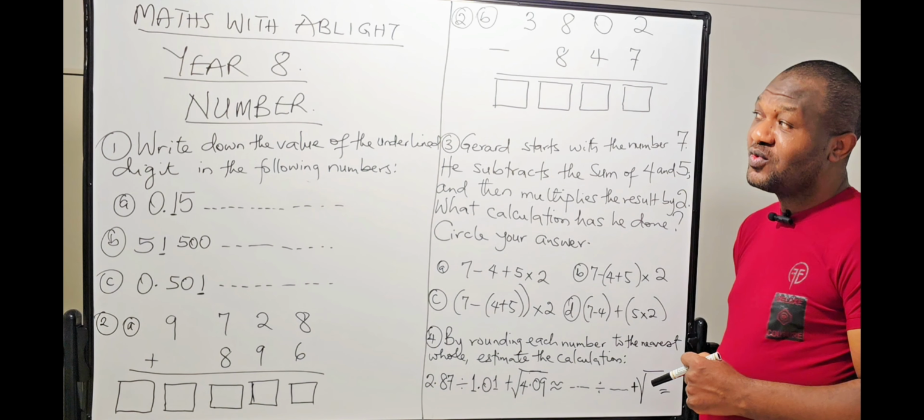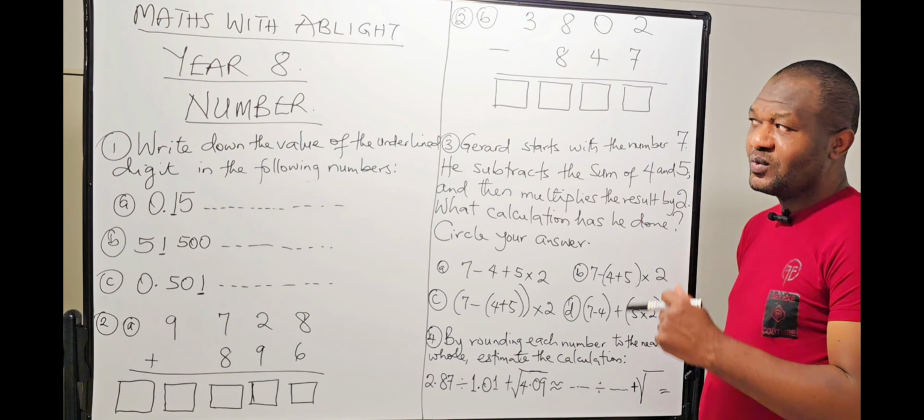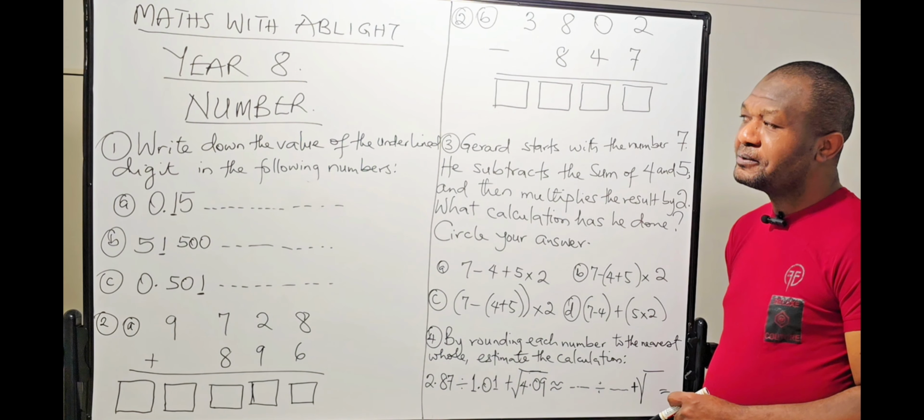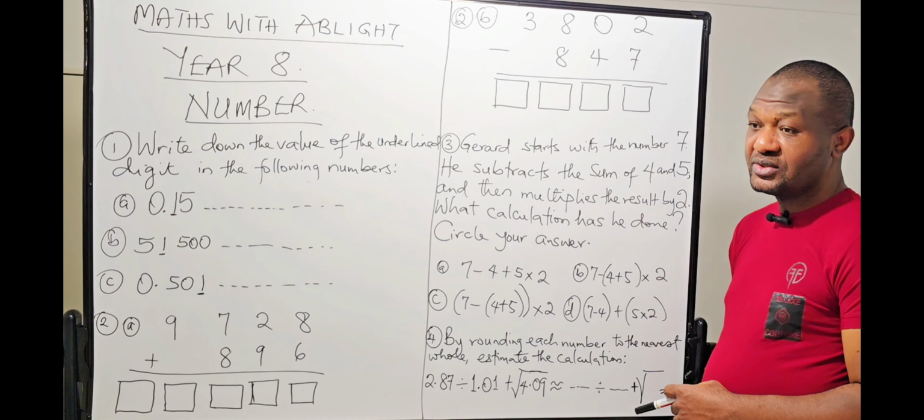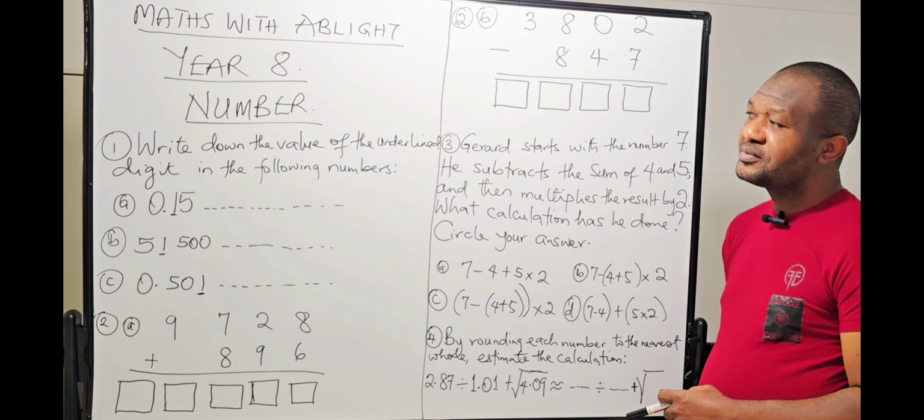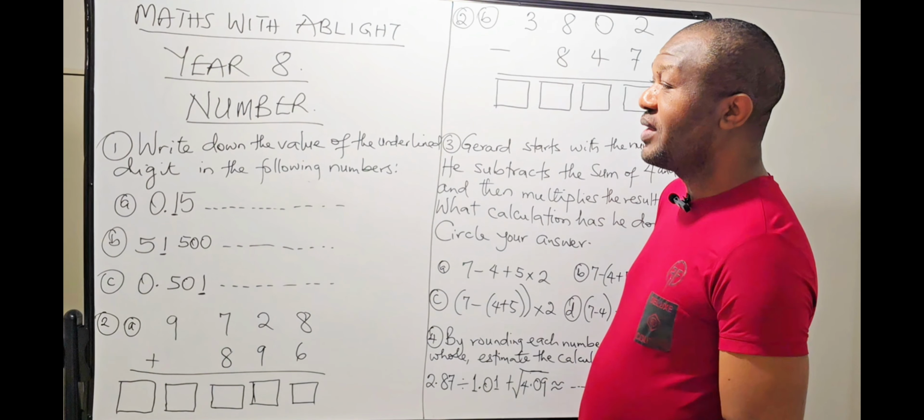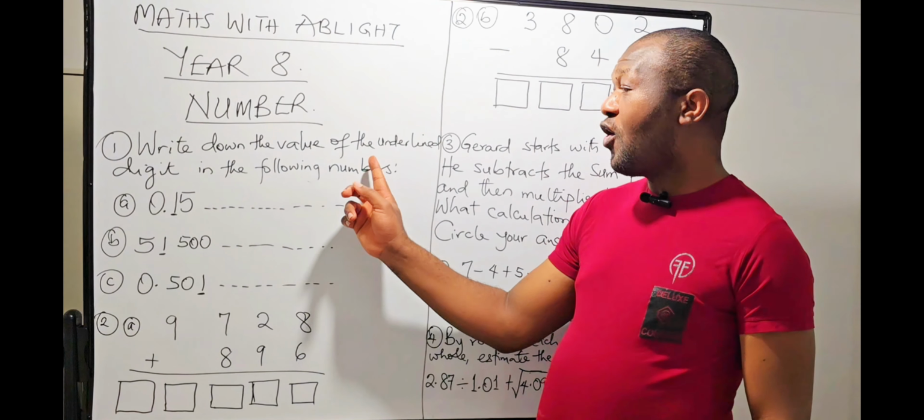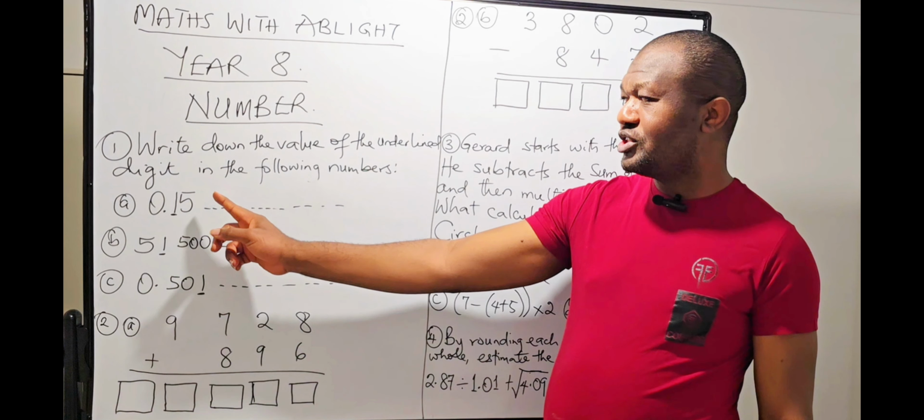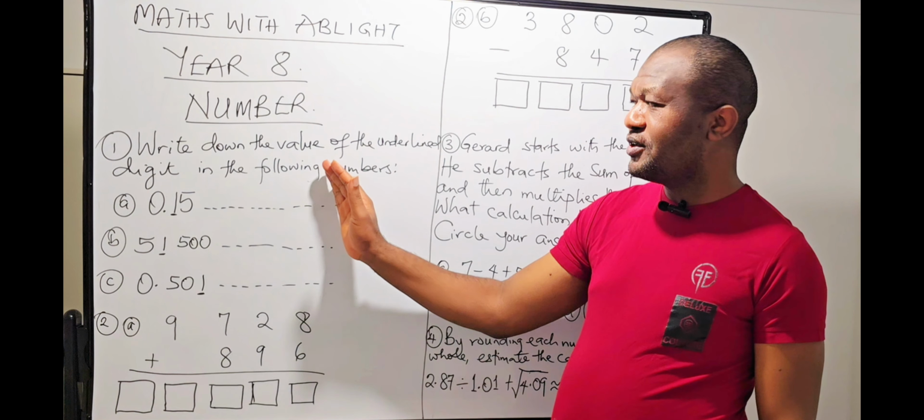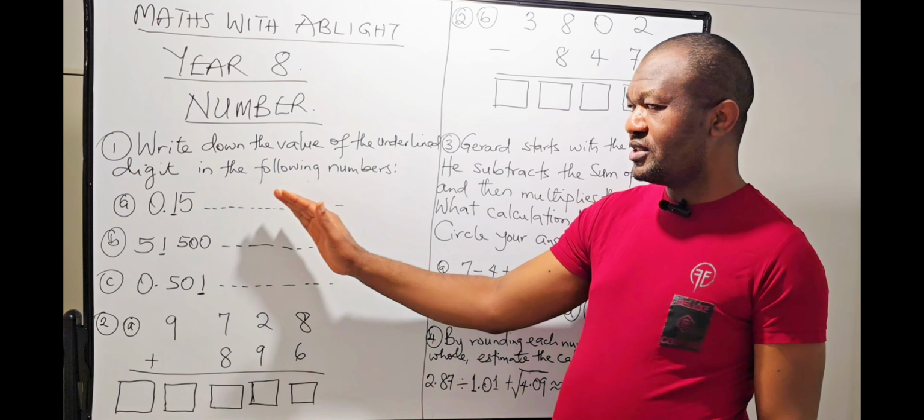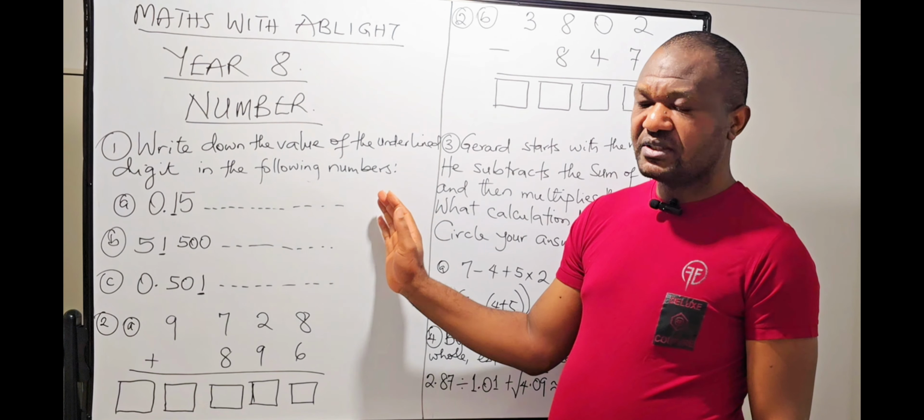This is suitable for year 8, and we're looking at numbers. We're going to solve these simple questions that are before us. The first question says, write down the value of the underlined digit in the following numbers.